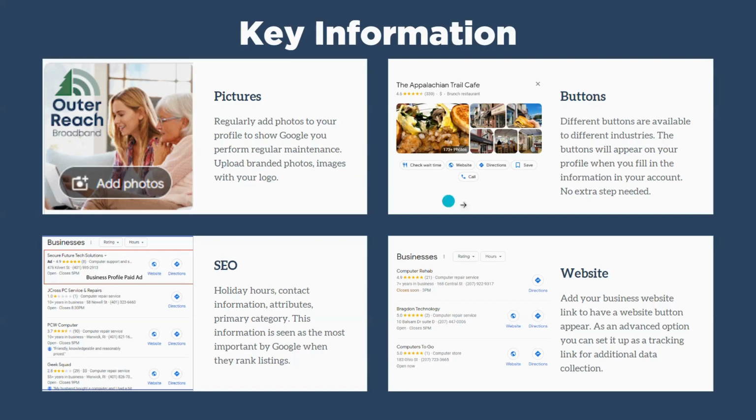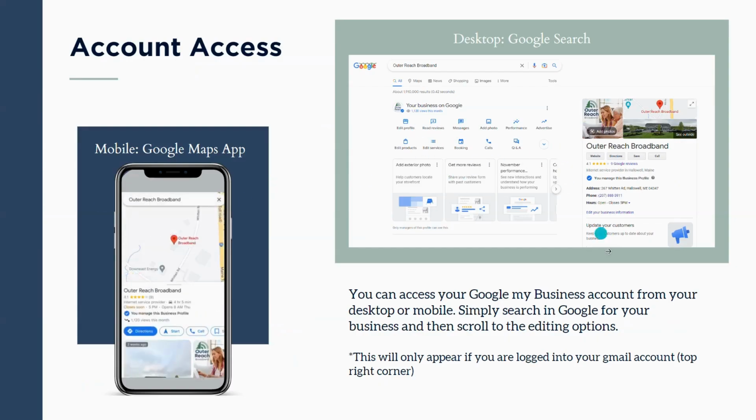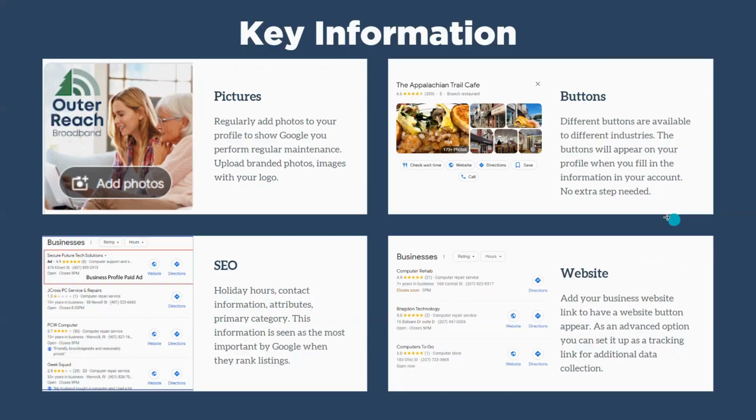The next thing is buttons. The different buttons are going to be available depending on your industry, and all you have to do to enable these buttons is fill in the information in your account. So when you go to edit profile and you start filling in the details, that's going to start enabling the buttons.